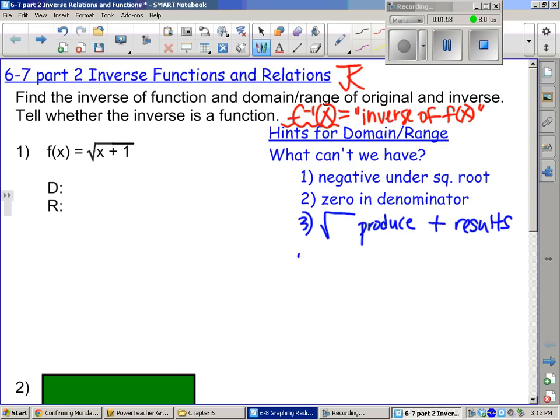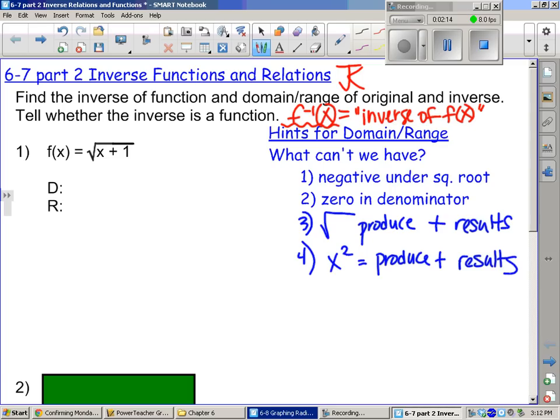Also, what about even exponents? X squared or x to the fourth, those are going to be positive results too. Those are good things to think about. All right, let's start with our first one.